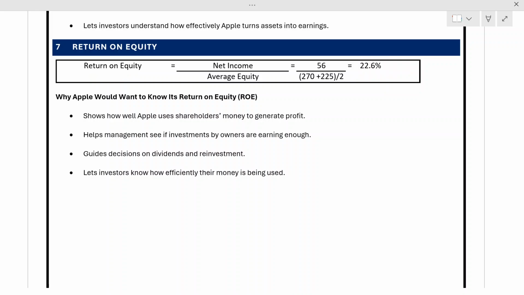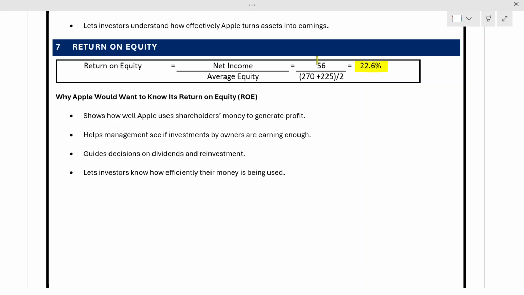Now this 22.6%, how does a company like Apple use it? They can see how much profit is generated for their shareholders, right? It also helps them decide if some investments need to be made, and whether the investments from the equity holders are generating sufficient returns. Finally, if the return on equity is very high, then the company has a lot of money in its pocket.